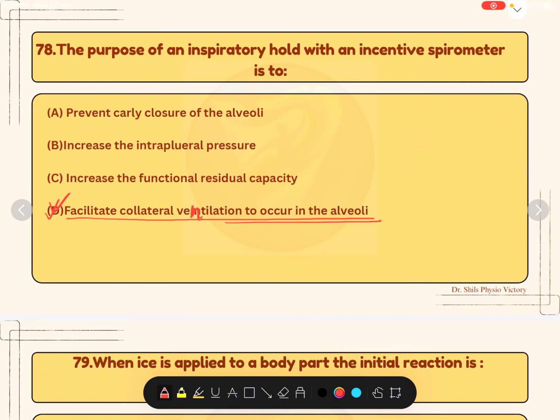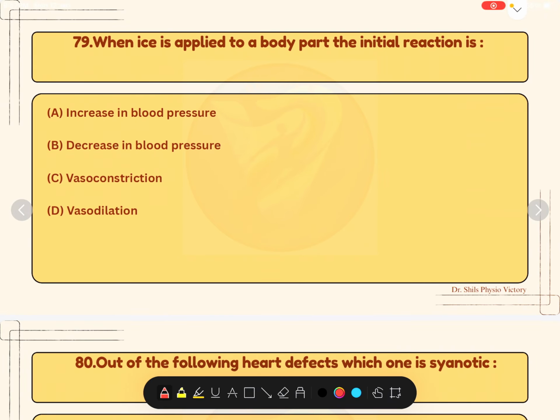Next, come to question number 79. When ice is applied to a body part, the initial reaction is option A, increase in blood pressure, option B, decrease in blood pressure, option C, vasoconstriction, option D, vasodilatation. Here, the clear answer is vasoconstriction. Cryotherapy triggers an immediate physiological response in the body to conserve heat.